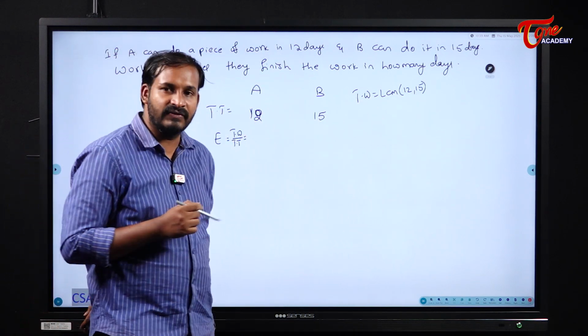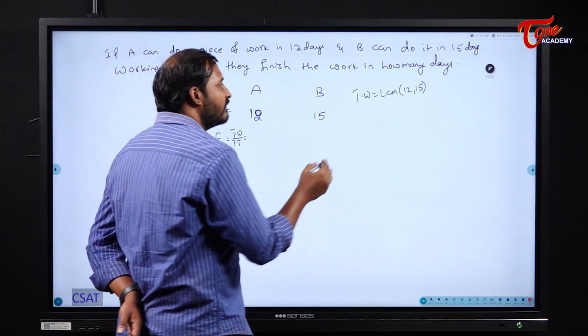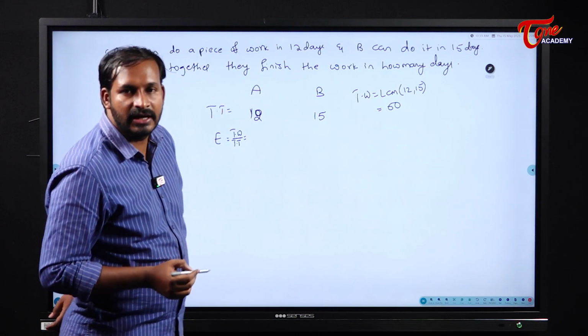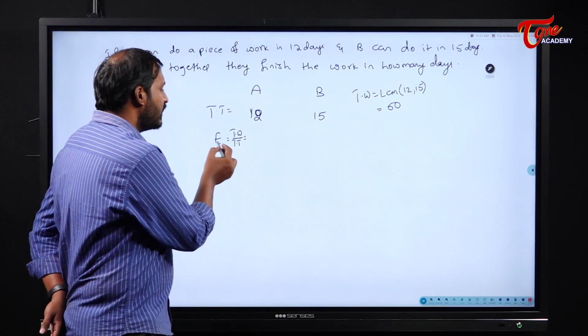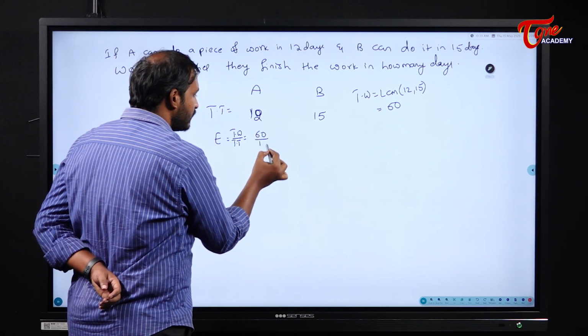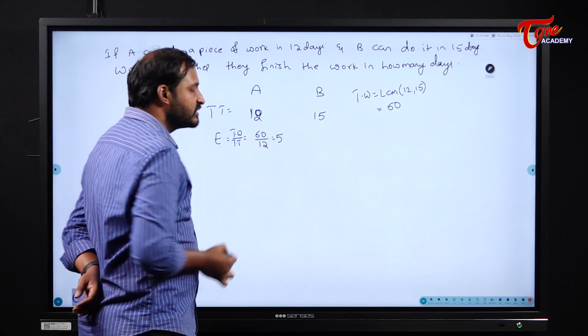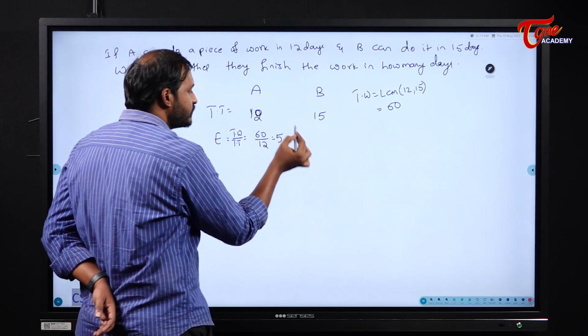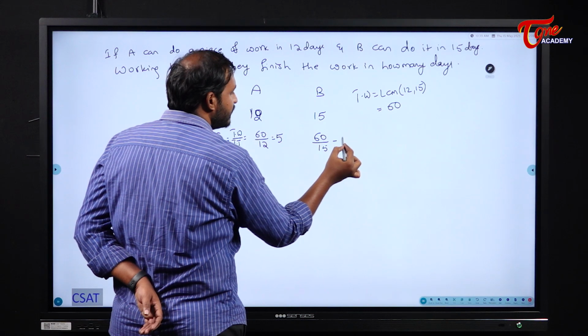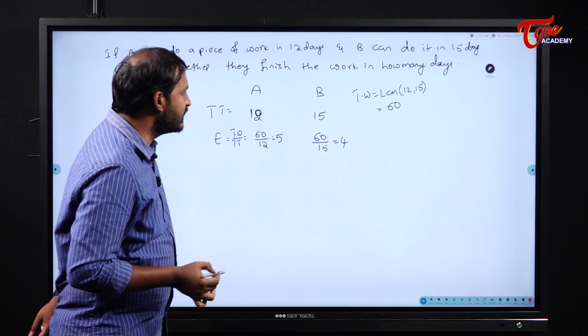What are the times given for us? 12 and 15. What is the LCM of 12 and 15? It is 60. So efficiency is total work 60 by time taken, which is 12. So the efficiency of A is 5. Now when it comes to B, 60 by 15 will become 4. So the efficiency of B is 4.